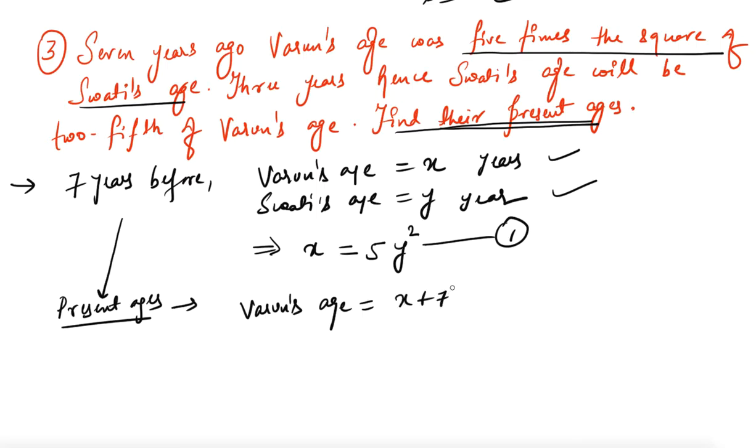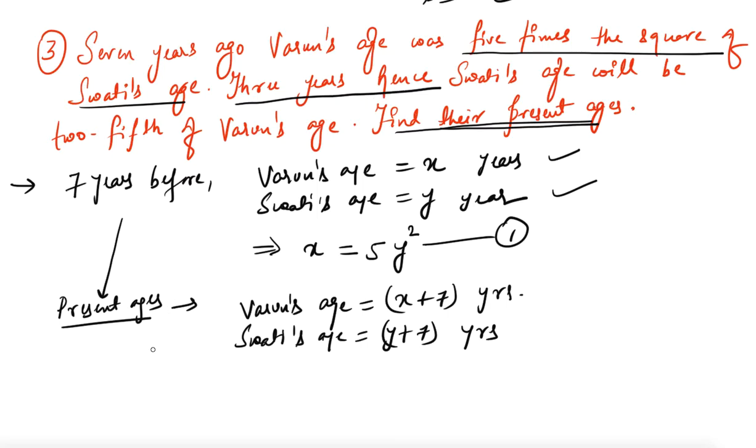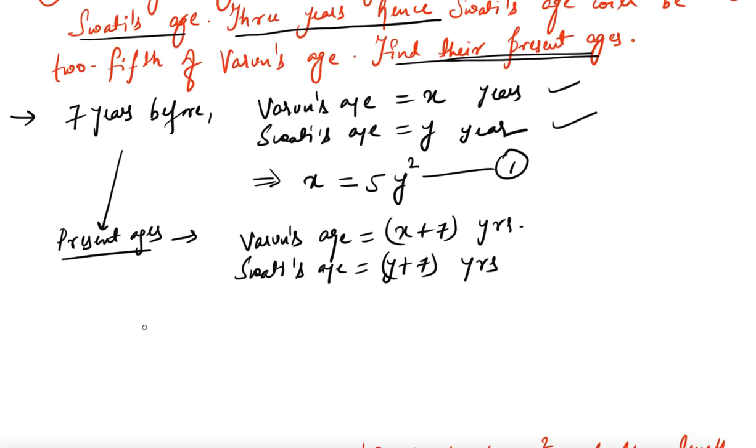X plus 7. Okay, and what will be Swati's present age? Y plus 7. Correct. Now the second statement says that 3 years hence. Okay, so from the present age we have to go 3 years more. So after 3 years, what will be Varun's age?